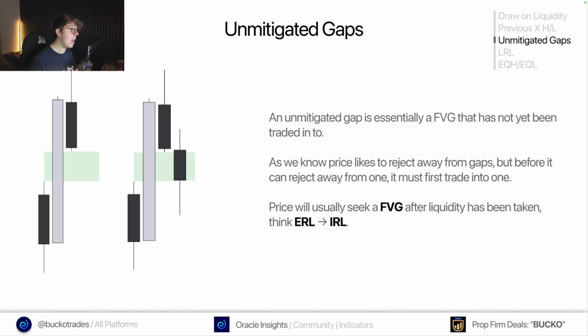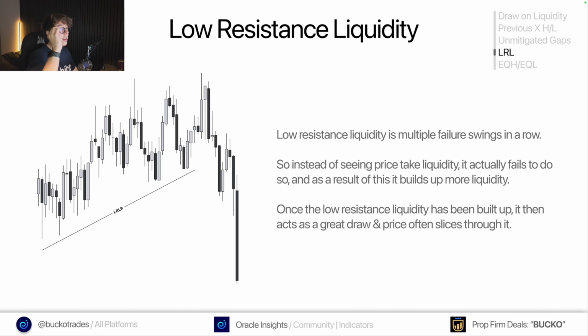So that's unmitigated gaps. Next, we have low resistance liquidity. Now, this is one of my favorite types of liquidity. Low resistance liquidity is multiple failure swings in a row. So instead of seeing price take liquidity, it actually fails to do so, and as a result of this, builds up even more liquidity, right? So once the low resistance liquidity has been built up, it then acts as a great draw, and price often slices through it very cleanly, okay?